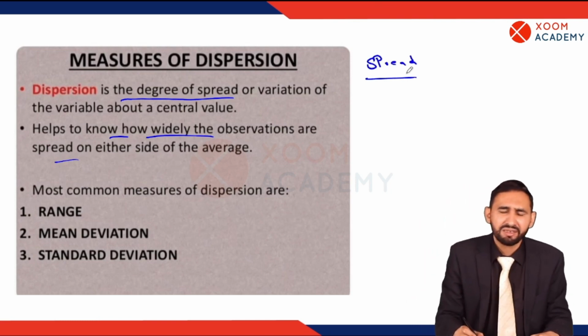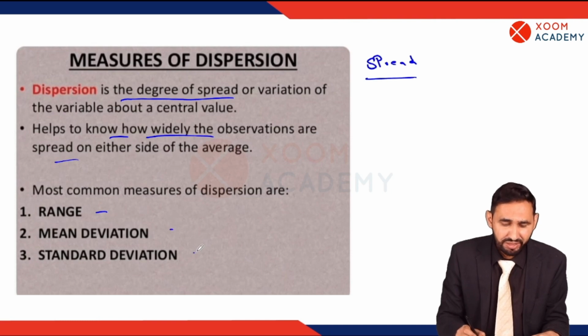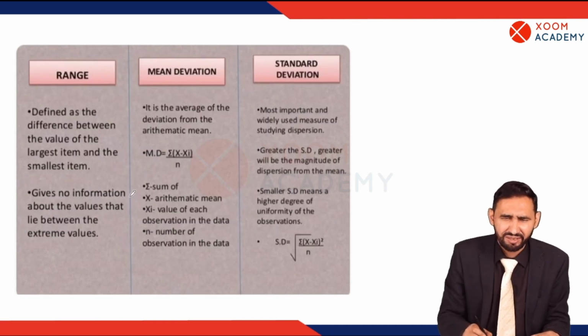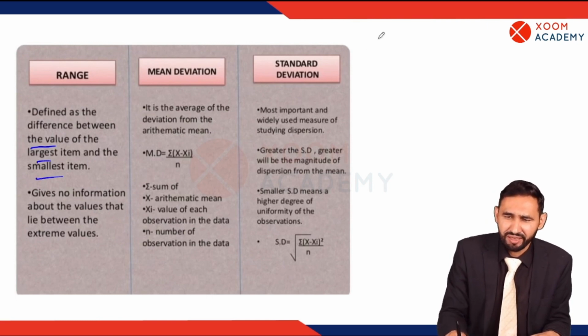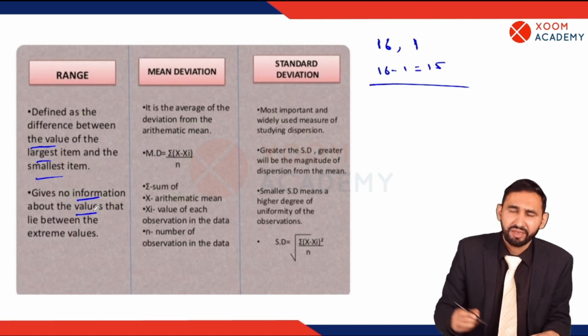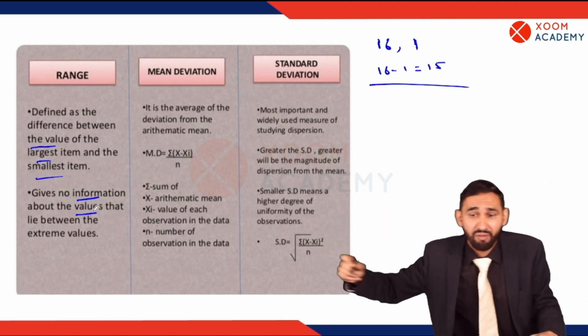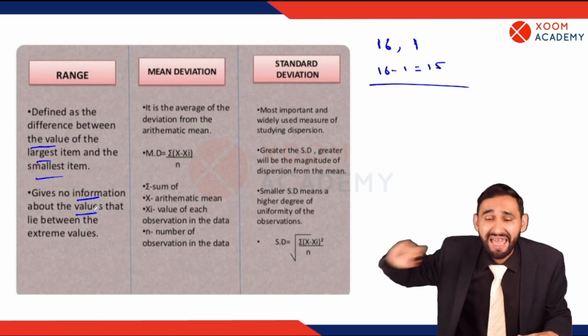Three main measures of dispersion are used. Number one is range, number two is mean deviation, number three is standard deviation. What is range? The difference between the highest and lowest value, or upper and lower limit. Like we can say that our upper value is 16, the lowest value is 1. The difference between these two is the range, or 15 is the range. So it gives information about the extent of values. Our values are extending from 1 to 16, or from 1000 to 1 lakh.